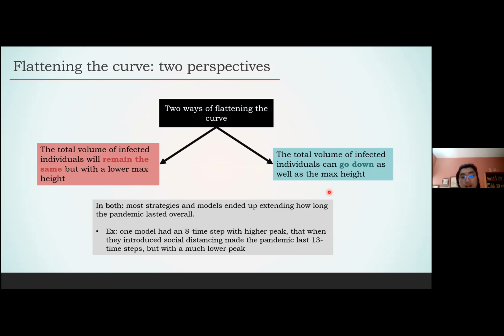In both, most of the strategies and models that they ended up looking at extended how long the pandemic lasted overall. So for example, this model that we're going to look at now originally had an eight time step pandemic, but when they enacted their strategy to lower the peak, they ended up making the pandemic itself last for 13 steps. They are able to get a lower peak in return.